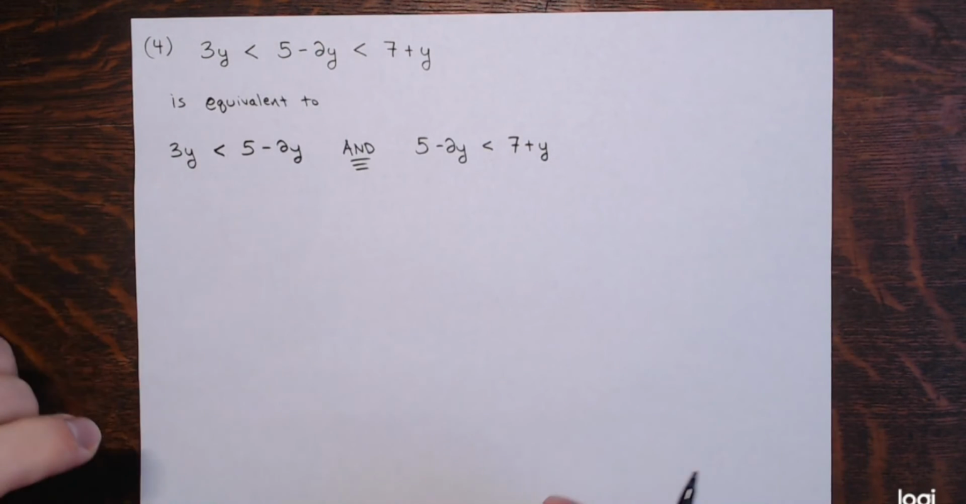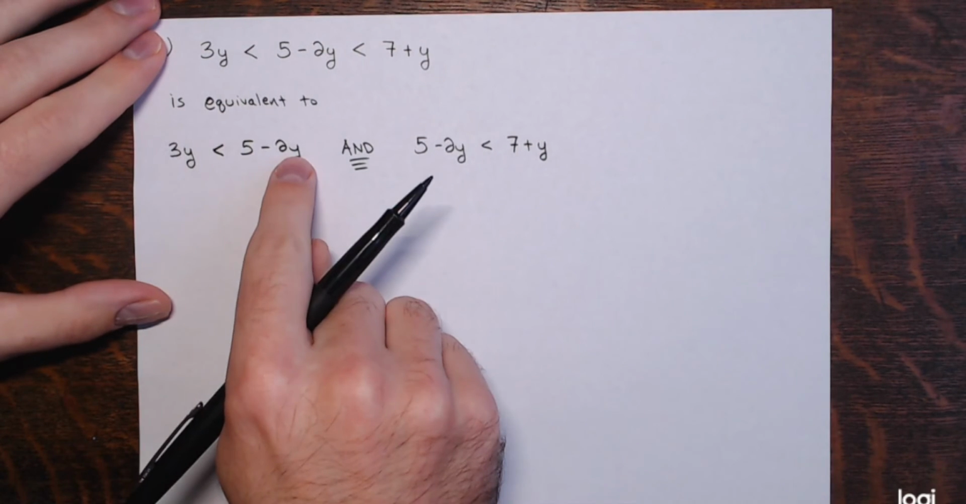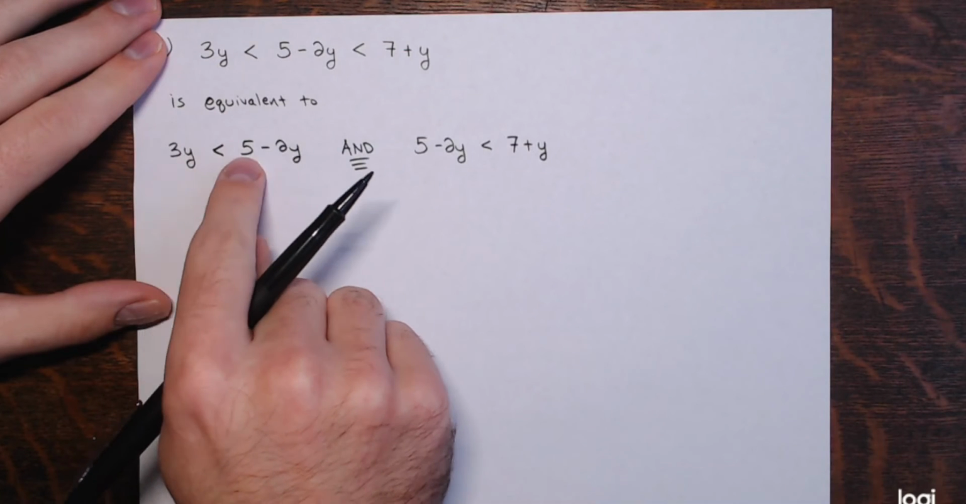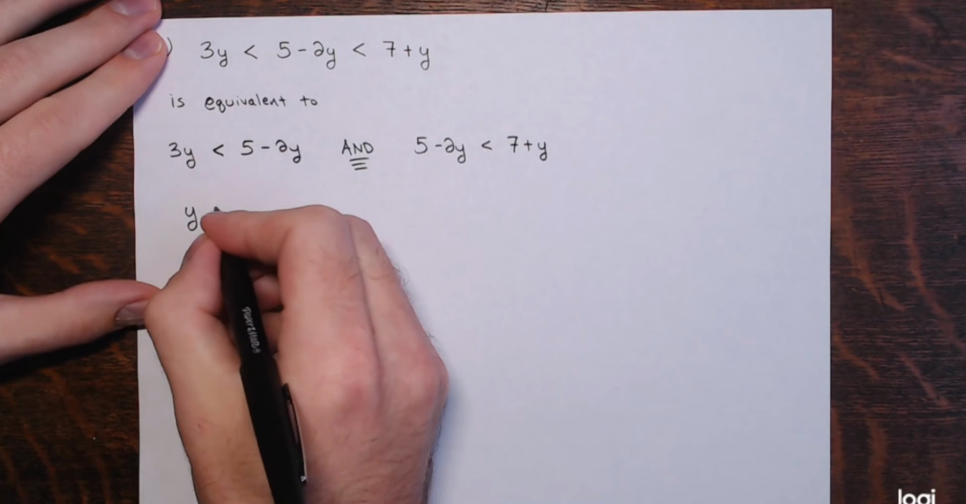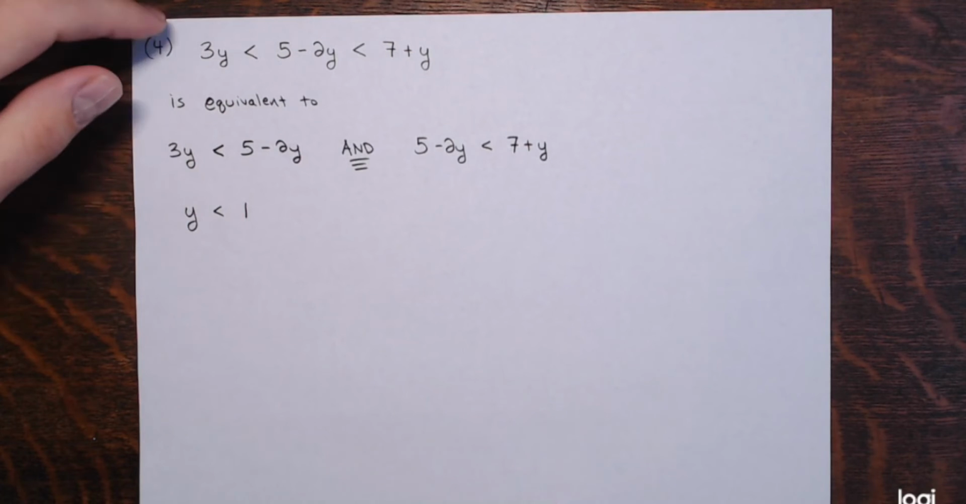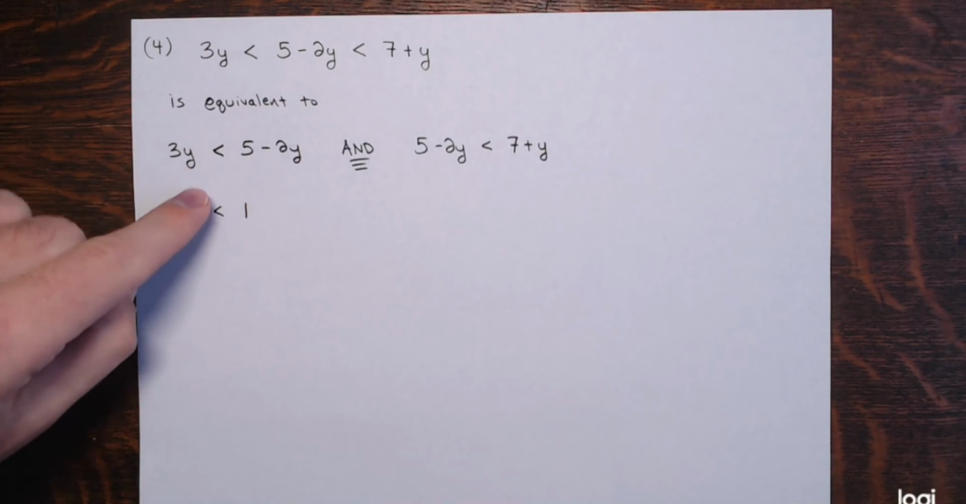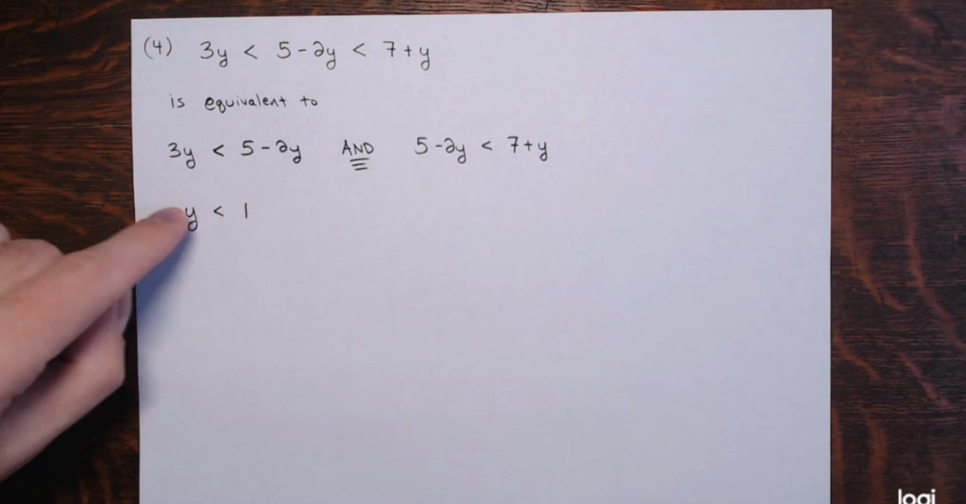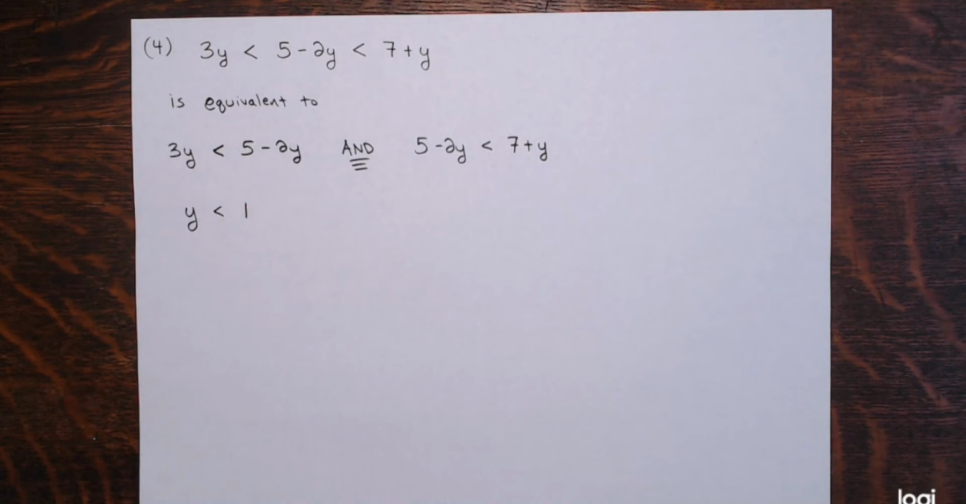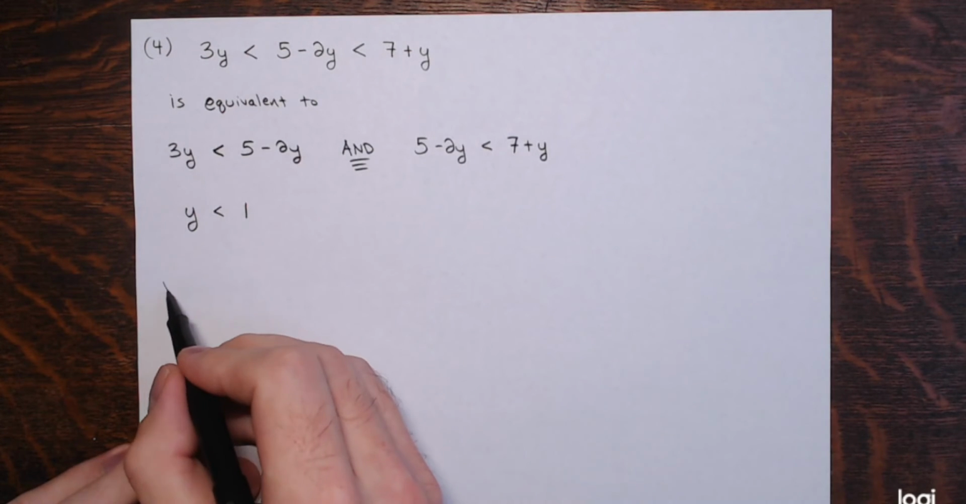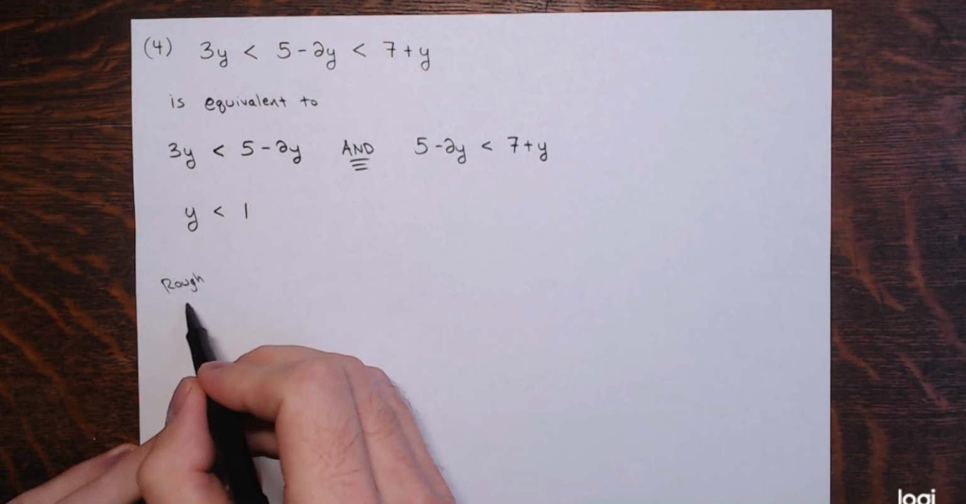And again, I'm not going to write out every little step this time. I would add 2y, you get 5y is less than 5, divide by 5, you have y is less than 1. All right, so the numbers that satisfy this inequality are all the numbers less than 1. Okay, so I'll start making the rough graph.